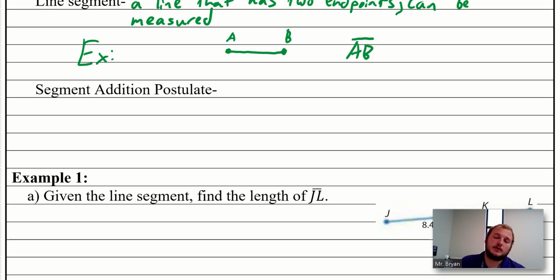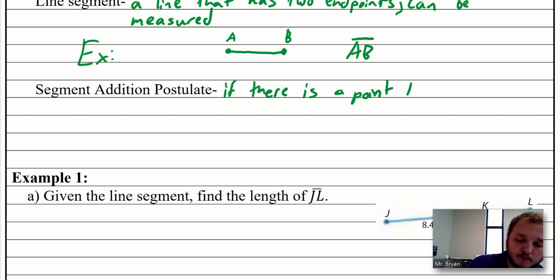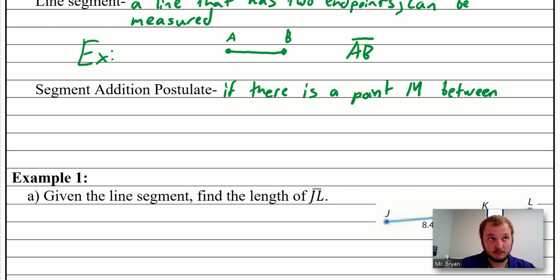And then another thing that we're going to use to solve some of the problems for today is what we call the segment addition postulate. Okay. So the segment addition postulate says this. It kind of uses technical geometry terms. It says if there is a point M, okay, so if there is a point M between, and M is just any letter, it could be any letter in the alphabet.